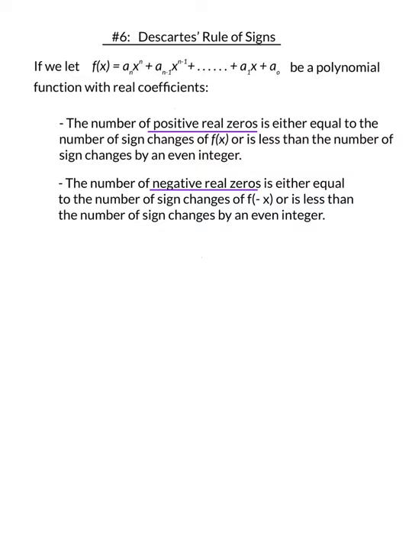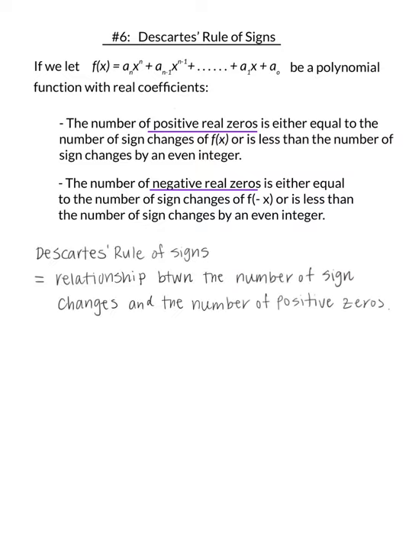So what Descartes' rule of signs is doing is telling us the relationship between the number of sign changes in our given function f of x and the number of positive real zeros. Now, what is a sign change of f of x? Let me give you an example. Suppose we have a function f of x equals x to the 6 plus x cubed plus x squared plus x minus 1. So let's talk about the sign changes.